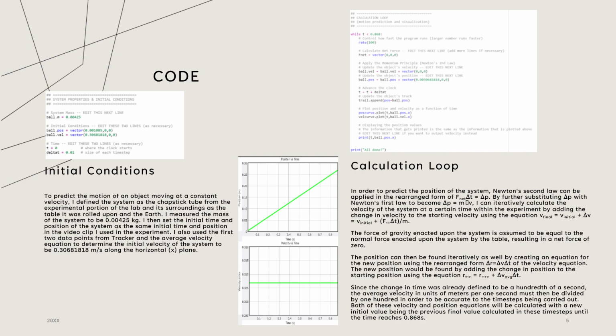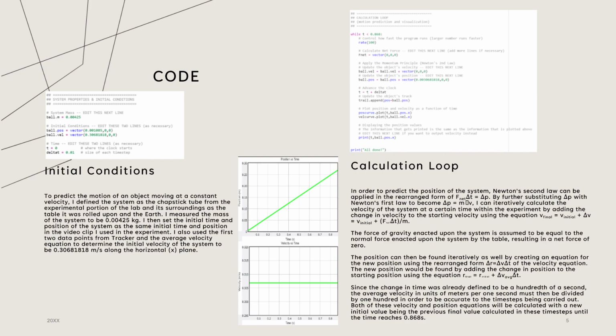For the calculation loop, in order to predict the position of the system, Newton's second law can be applied by rearranging it and further substituting the momentum with Newton's first law. I can iteratively calculate the velocity of the system at a certain time in the experiment by adding the change in velocity to the starting velocity using the following equation. The force of gravity enacted upon the system is assumed to be equal to the normal force enacted upon this system by the table, resulting in a net force of 0.